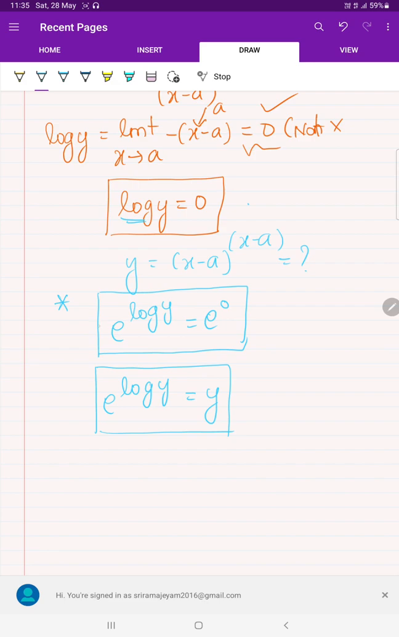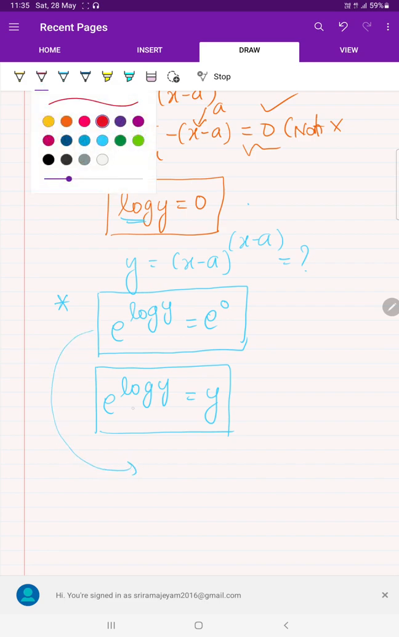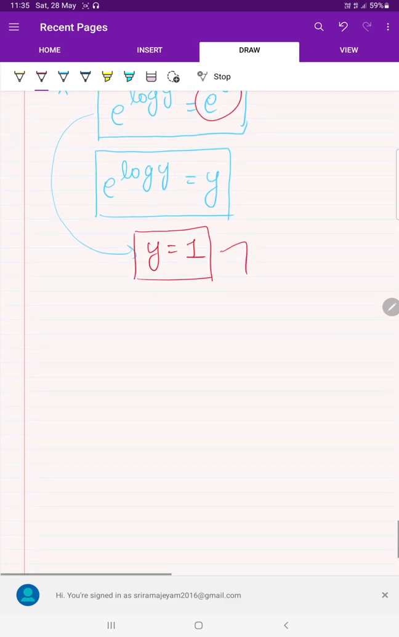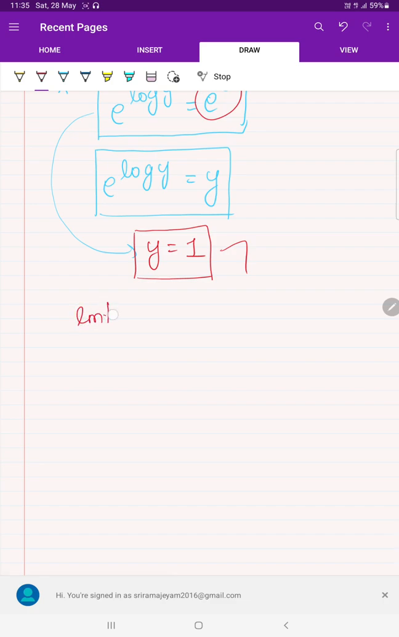That's all. So from here I can write the answer. e power log y can be written as y equal to e power 0. This will be 1. So what is the correct answer? The correct answer for the question is 1. So I can write limit x approaching a, (x minus a) to the power of (x minus a) is equal to 1. That is the correct answer for this question.